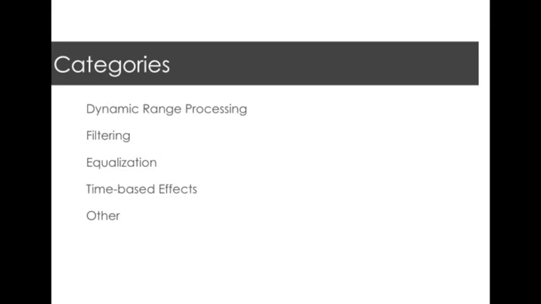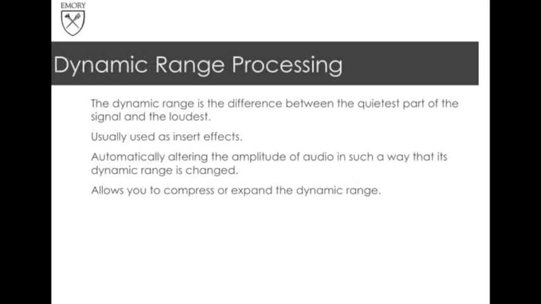So here, just quickly, are the broad categories for different kinds of audio effects. We'll first be looking at dynamic range processing, then filtering, equalization, time-based effects, and then a few other categories. So let's look at dynamic range processing. Dynamic range is the difference between essentially the quietest part of the signal and the loudest. So when we talk about recording sound, if you are listening to a Western orchestra, often in the very soft sections you may have the violins doing a soft tremolo, and the volume of the softest section may be 2 or 3 or 5 decibels level.